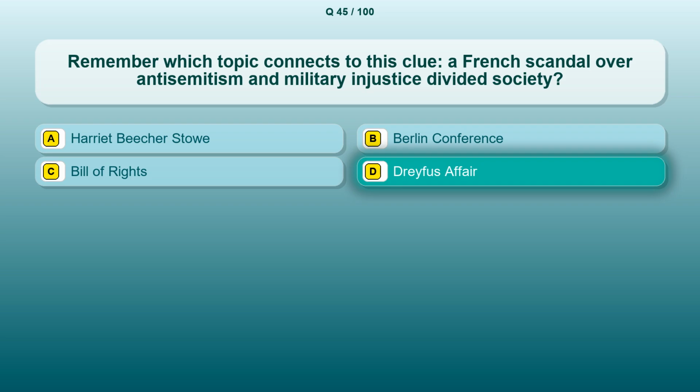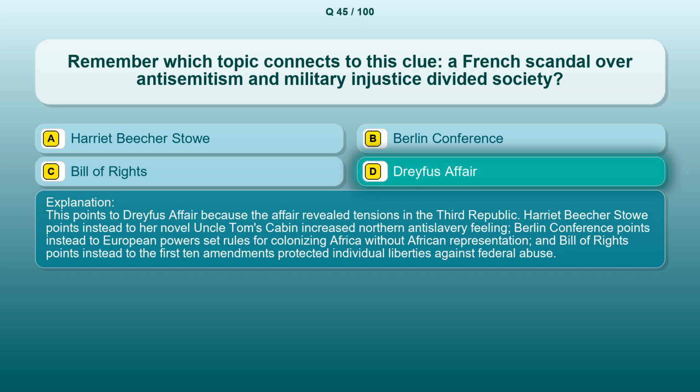The correct answer is option D, Dreyfus Affair. This points to Dreyfus Affair because the affair revealed tensions in the Third Republic. Harriet Beecher Stowe points instead to her novel Uncle Tom's Cabin, which increased Northern anti-slavery feeling. Berlin Conference points instead to European powers setting rules for colonizing Africa without African representation, and Bill of Rights points instead to the first 10 amendments protecting individual liberties against federal abuse.